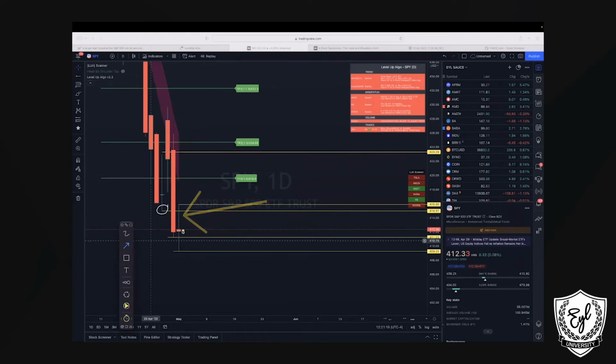Just look at the body. The body is so small compared to both wicks. At the wick level, we have support. Now, taking this into account, how could you have traded SPY today, knowing that 411 was the previous support, and also knowing that 414 was a critical support level that may turn into critical resistance?